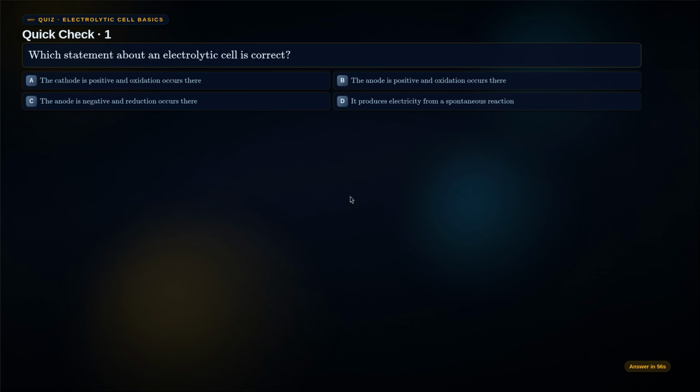Let us test your knowledge with a quick quiz. Which statement about an electrolytic cell is correct? Option A, the cathode is positive and oxidation occurs there. Option B, the anode is positive and oxidation occurs there. Option C, the anode is negative and reduction occurs there. Option D, it produces electricity from a spontaneous reaction. Take a moment to think about your answer. The correct answer will be revealed shortly.